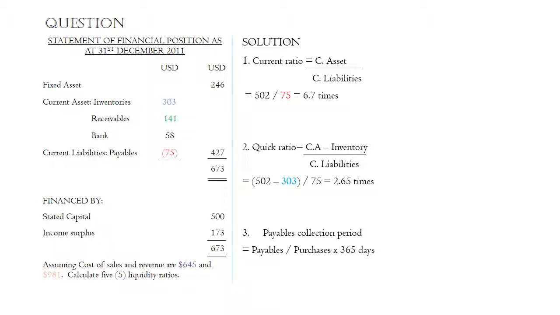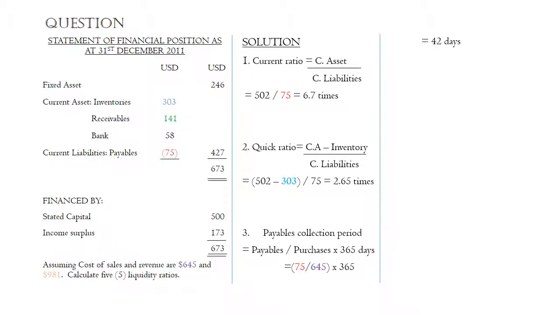And then what is our purchases? Remember, in the previous lecture we spoke about the fact that sometimes we meet questions which have no purchases figure. So what do we use? Cost of sales. You got it right. So our payables is 75. Then we divide it by our purchases, which is the cost of sales of 645. Then we multiply it by 365. So by approximation, we get 42 days.